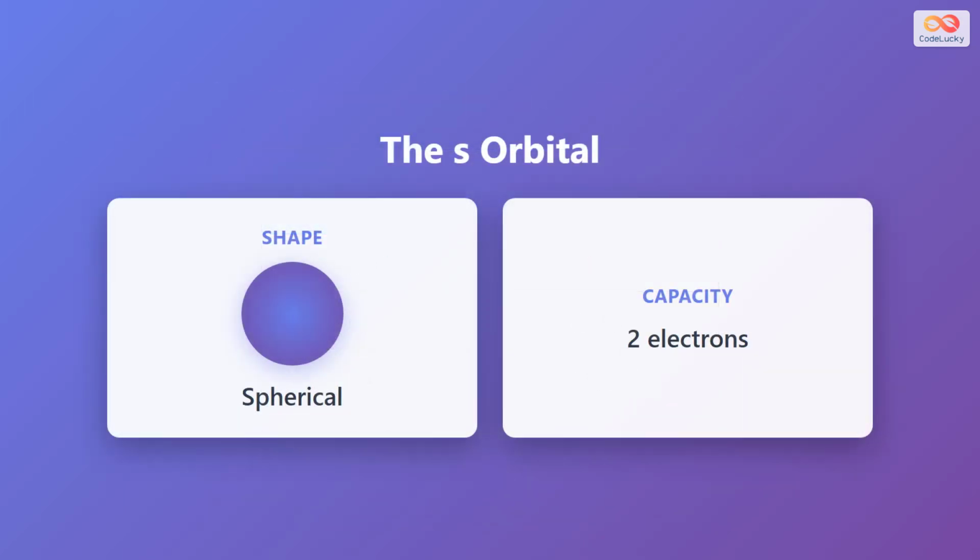Now let's examine the s orbital, which is the simplest type. The s orbital has a spherical shape, meaning it looks like a ball centered around the nucleus. This spherical shape is the same in all directions, making it perfectly symmetrical. Each s sublevel contains only one orbital, and since each orbital can hold a maximum of 2 electrons, every s sublevel can hold up to 2 electrons total.